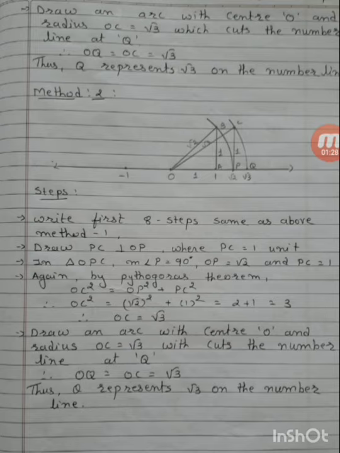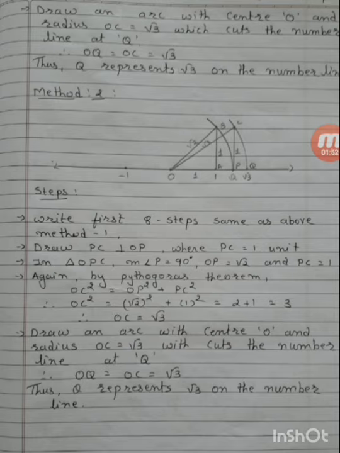Now draw an arc with center O and radius OC equal to root 3, which cuts the number line at Q. That means OQ is equal to OC, which is equal to root 3. Thus Q represents root 3 on the number line.